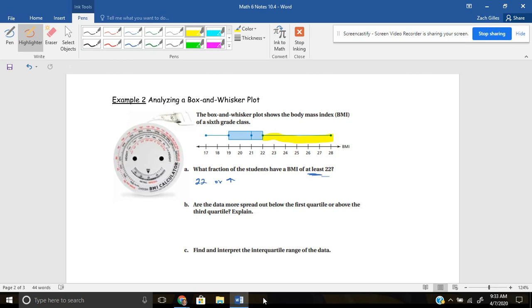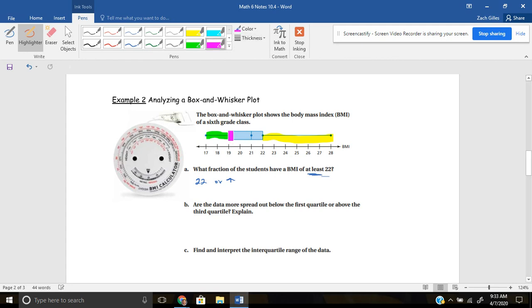And how can we tell what fraction of students have a BMI of 22 or higher? Well, if you remember from what I'd explained in the first step about box and whisker plots, they show us the 4 different quarters. Here's the first quarter.